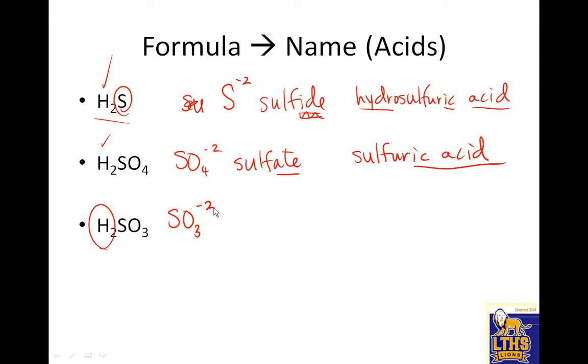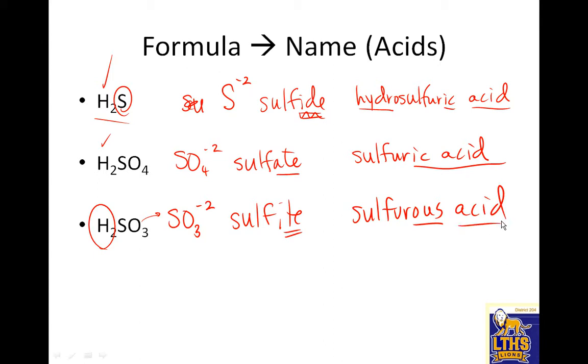That comes from SO3 negative 2. That's that part. Okay, so I would call this sulfite. Ite turns into ous. Sulfurous acid.